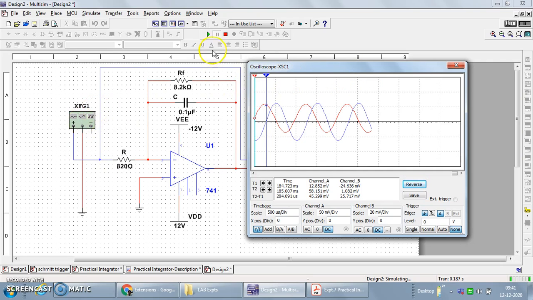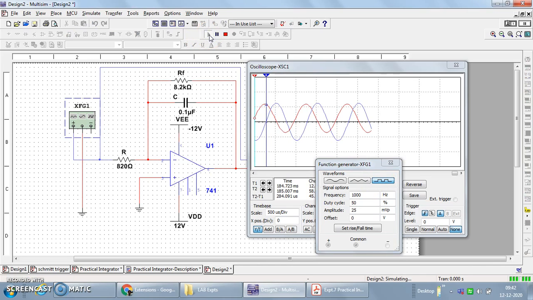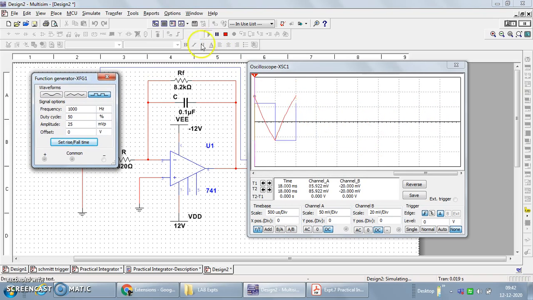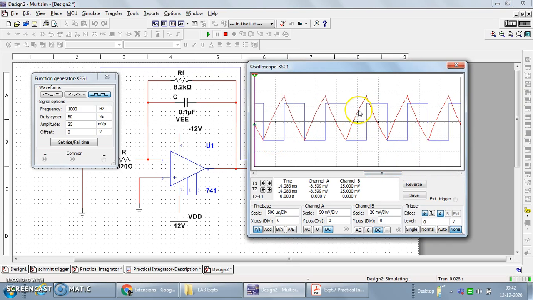Before that, what happens if the input is a square waveform, in the form of a step input, increasing and decreasing, with positive and negative voltages? What happens to the waveform? See, these are the waveforms. It will take some time to get stable. The input waveform is the blue color waveform, and here we are getting the output in the form of a ramp. For the positive values, it should be a positive ramp, but exactly here we are getting a negative ramp.